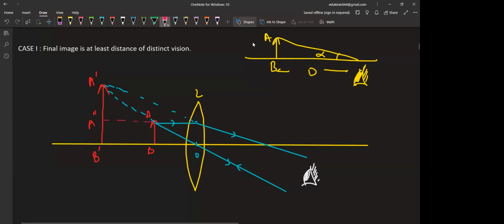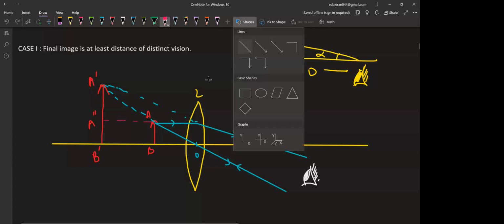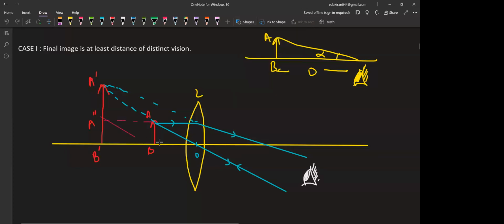Now see class. Very carefully hear this. Otherwise, it will be very confusing. Understand it separately from here first. Understand it separately from the other figure first. And then from here, look. This object was kept at least distance of distinct vision. I didn't put the object in the microscope to magnify it. This is the first case.